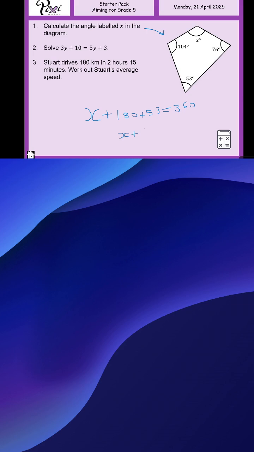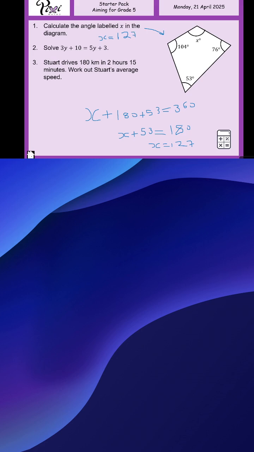So take 180 from both sides. Equals 180. Subtract 50, that'll be 130. Subtract 3, so that's going to be X is going to equal 127. That, guys, is our final answer. So angles in a quadrilateral, guys, make 360 degrees.